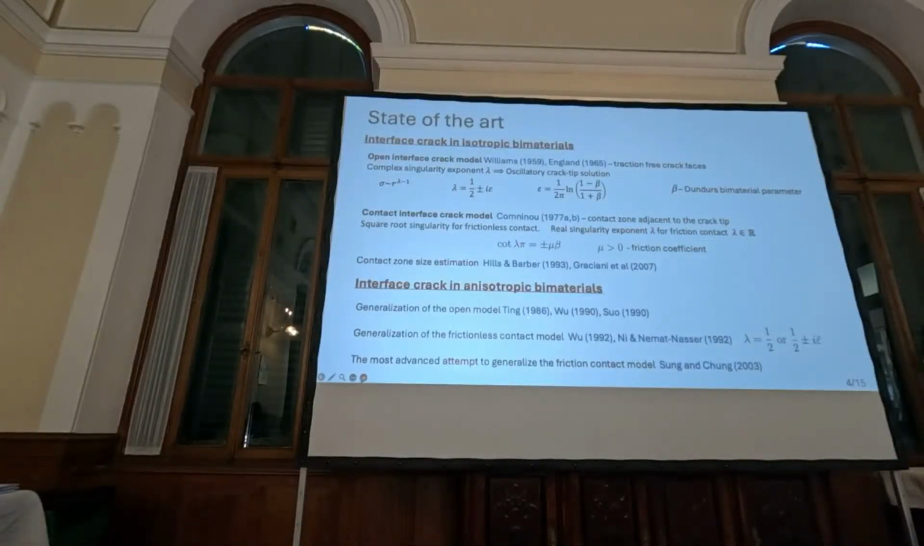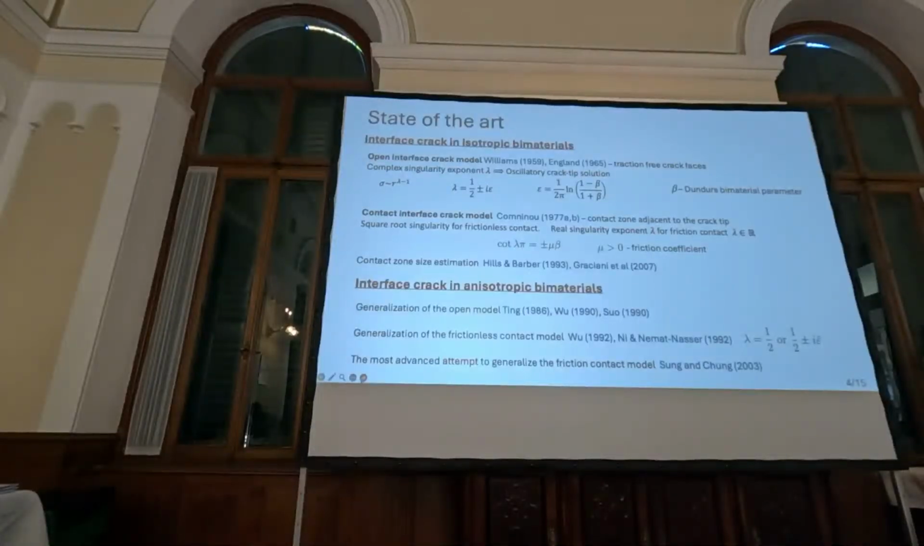To generalize this interface crack model for isotropic materials, a lot of effort was put into this area. These are some publications on the open model, but I will focus just on the contact model. In the work by Wu and Nemat-Nasser and his PhD student in 1992, they discovered that in the frictionless contact model by Comninou, depending on the elastic symmetries in the adherents, the singularity exponent can be 1/2, or it can be a complex number. So again, the oscillatory character of the solution can appear for some elastic symmetry.